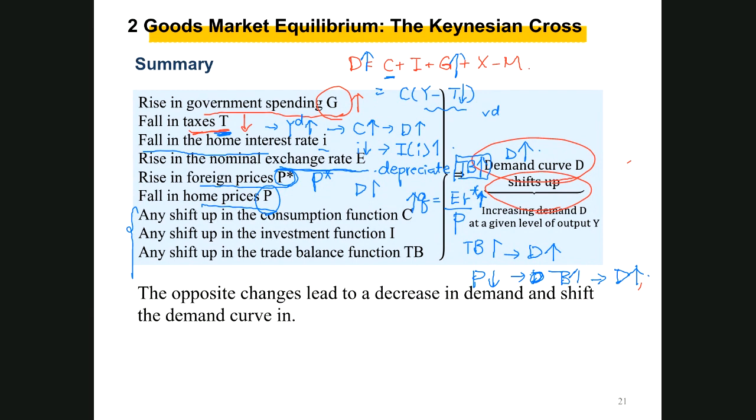So the summary, in general: anything that shifts up the consumption function will shift up the demand curve. Anything that shifts up the investment function will shift up the demand curve. Anything that shifts up the trade balances function will shift up the demand curve.